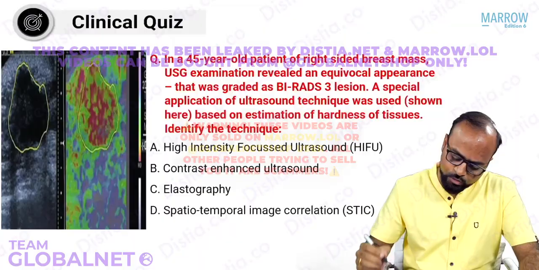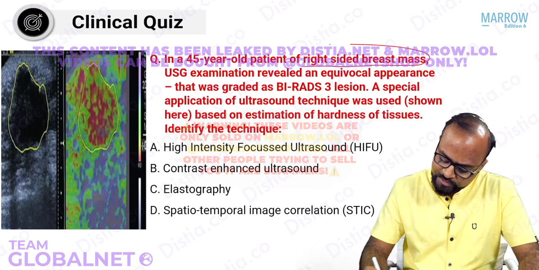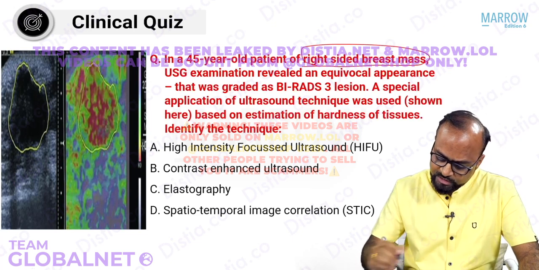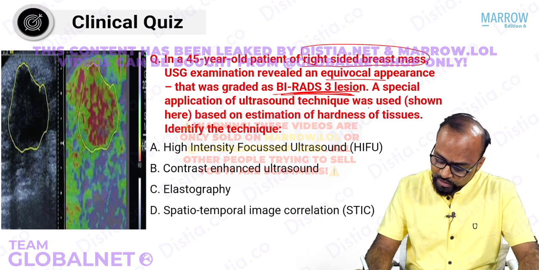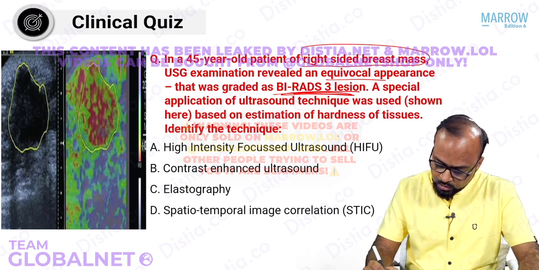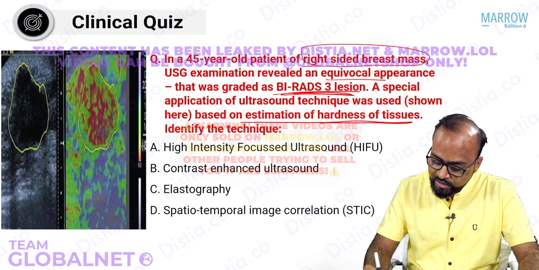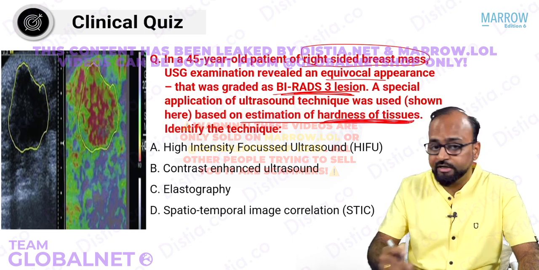In a 45-year-old patient with a right-sided breast mass, USG examination revealed an equivocal appearance that was graded as BIRADS 3. A special application of an ultrasound technique was used, which is shown here, which is based on estimation of hardness of tissues. Identify the technique.